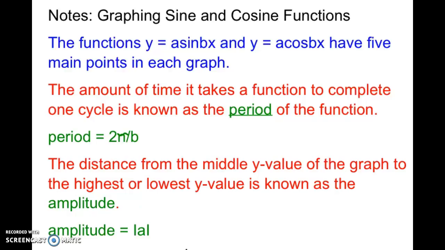Okay? A and B are going to be numbers, and so they're going to help us identify a few things. First thing we want to identify in each of the graphs is the period. The period is how long it takes a function to complete one cycle. So the sine and cosine functions keep repeating the same pattern. We're just going to graph one cycle, and you can find that by doing 2 pi divided by b. And b is always the number in front of x. The distance from the middle y value to the highest or lowest y value in a graph is known as the amplitude. And the amplitude is always the absolute value of a, which is the number out front of sine and cosine.